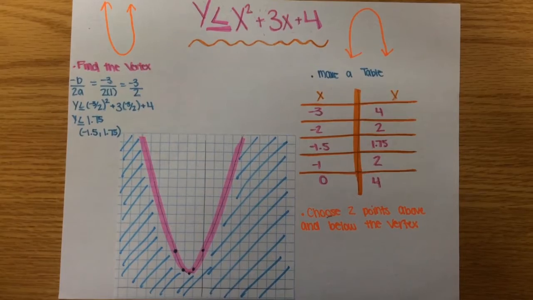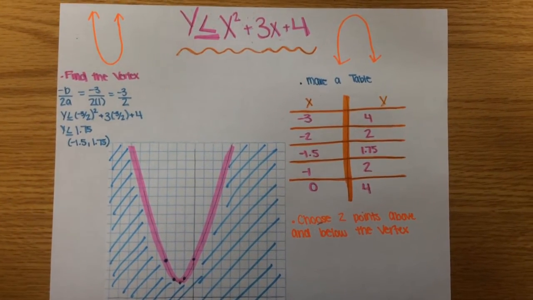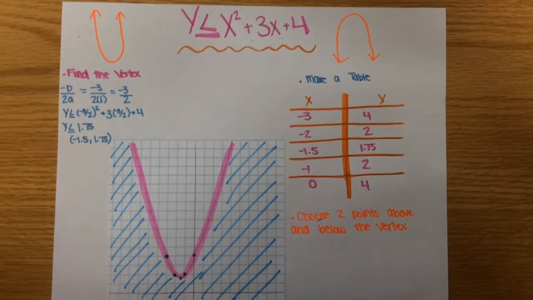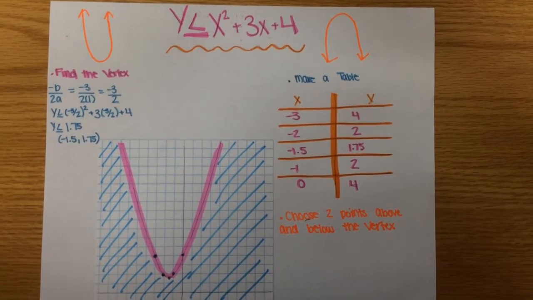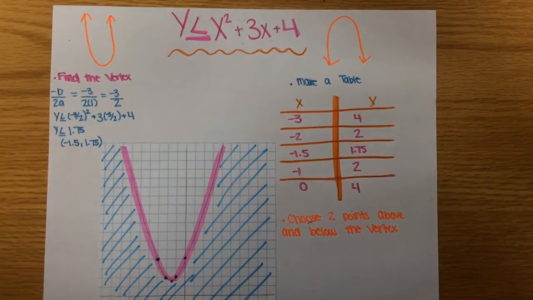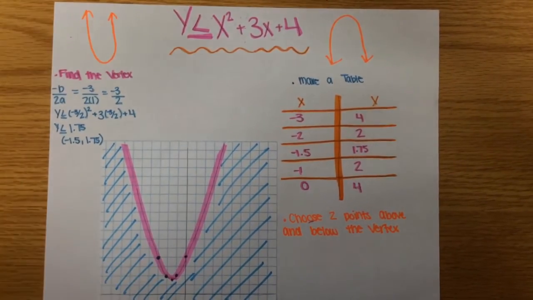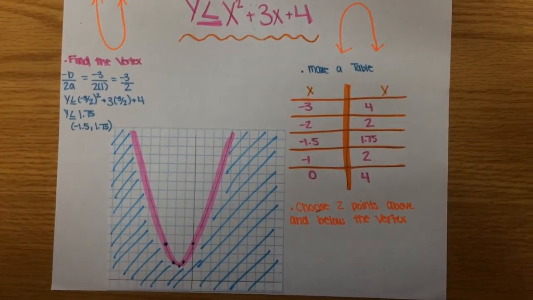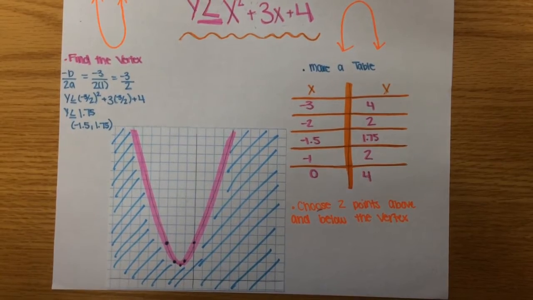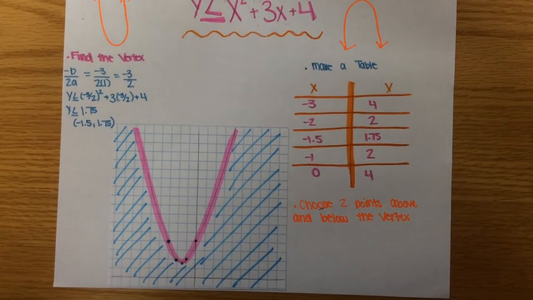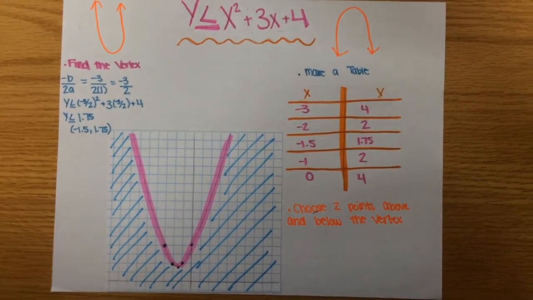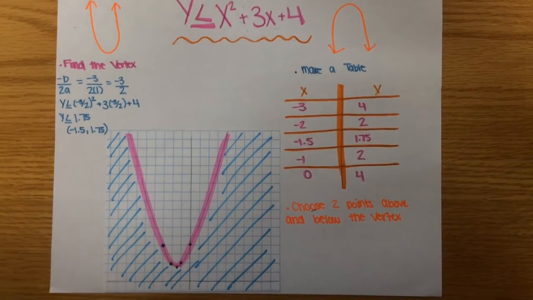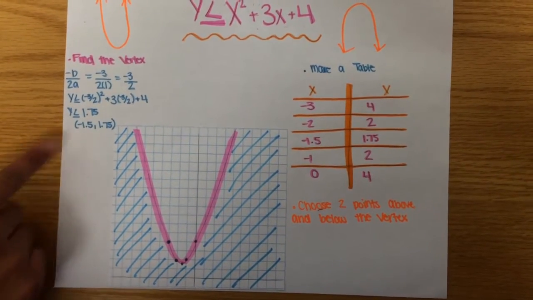Another example of graphing from standard form is using the equation y is less than or equal to x squared plus 3x plus 4. First, you would find the vertex using negative b over 2a to find the x-coordinate of the vertex. After substituting in the values from the equation, I got 1.75. Then you substitute this value in again back into the equation because this is the x value for the vertex. And there's the vertex point.